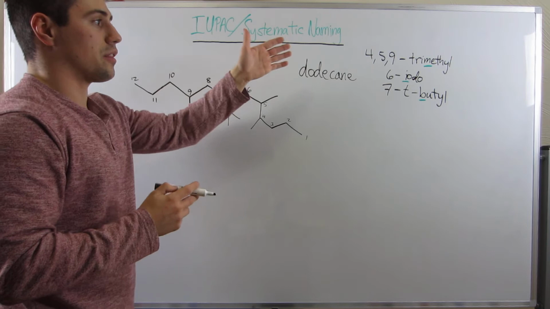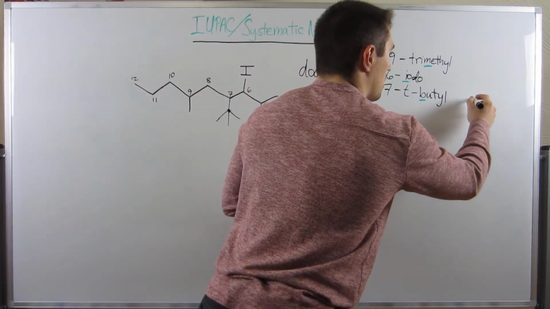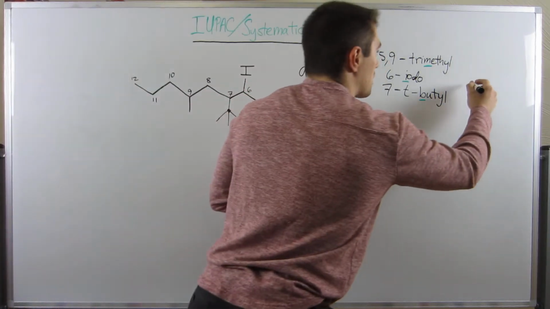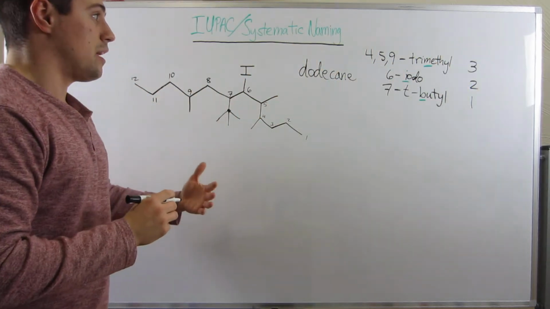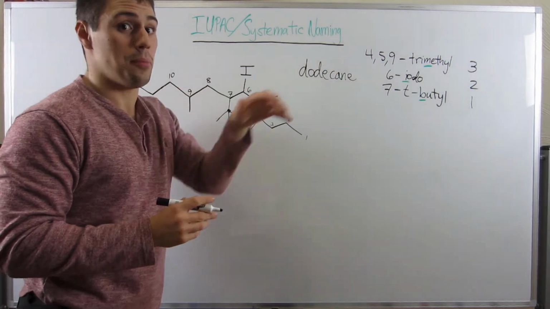So we have identified all the letters. The T-butyl is going to come first. The iodo is going to come second. And you bet that the trimethyl is going to come third. Followed by the dodecane, the name of the parent chain.